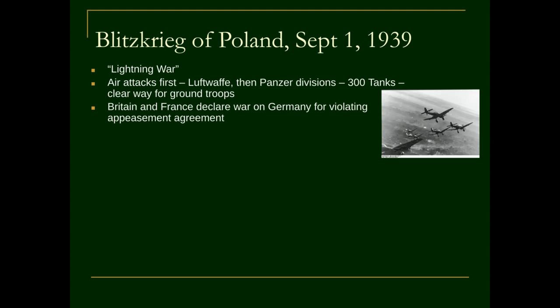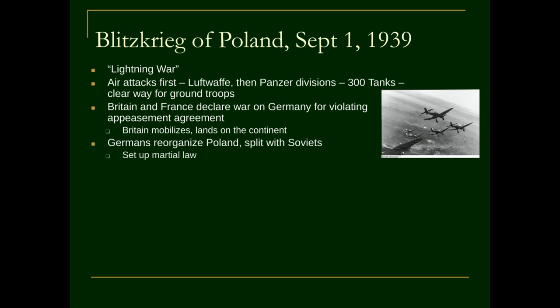As soon as Hitler invades Poland, Britain and France would declare war on Germany for violating the appeasement agreement, the one that they had signed in Munich. Britain begins to mobilize for war and send troops to the European continent. Germany begins to reorganize Poland and split Poland up with the Soviets. In return, Germany began to set up martial law, and they began the consolidation of the Jewish people by forcing them to live in ghettos. These were the most undesirable places within some of the Polish cities, and then they would begin to take out Polish resistance.